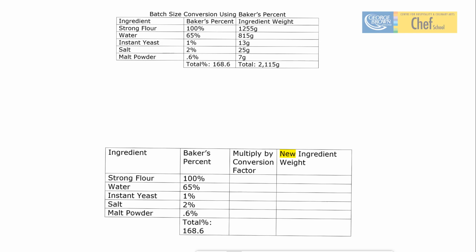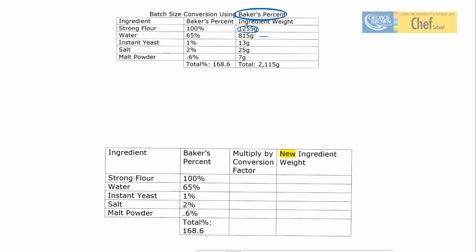In our last video, we looked at how to calculate Baker's percent. All we do is divide the weight of each ingredient by the total flour weight. Now we're going to learn how to convert a batch size. From time to time, you want to change the yield you get out of a recipe. Let's say you get a big order for your famous miche. How do you do that?